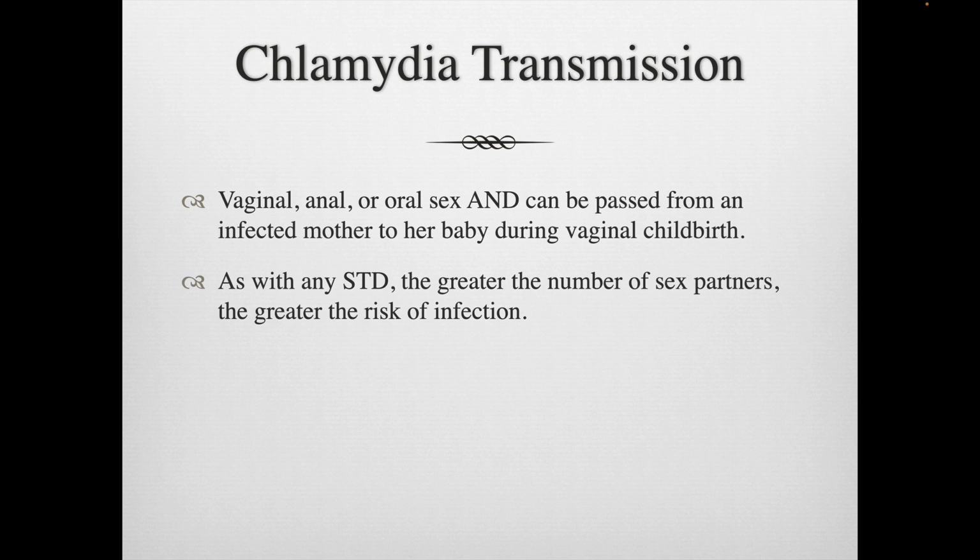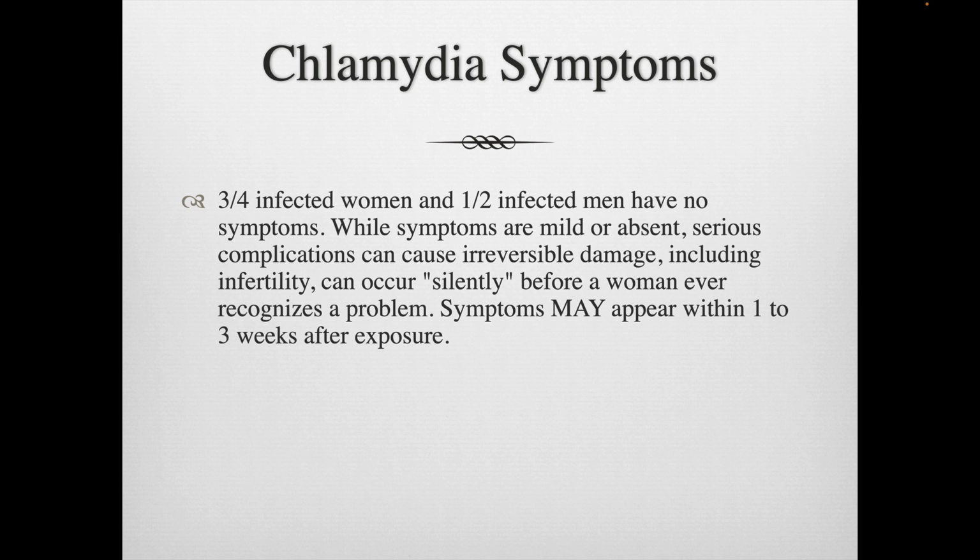Chlamydia transmission: vaginal, anal, or oral sex, and it can be passed from an infected mother to her baby during vaginal childbirth. As with any STD, the greater the number of sex partners, the greater the risk of infection. Chlamydia symptoms: three-quarters of infected women and half of infected men have no symptoms, which makes it more prone to be transmitted. While symptoms are mild or absent, serious complications can cause irreversible damage, including infertility, which can occur silently before the woman ever recognizes the problem. Symptoms may appear within 1 to 3 weeks after exposure.